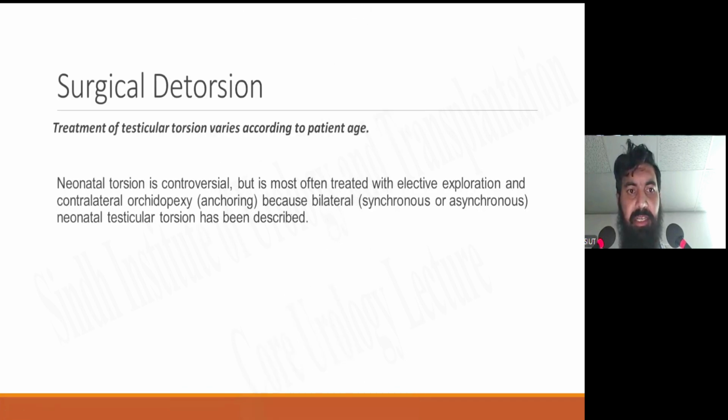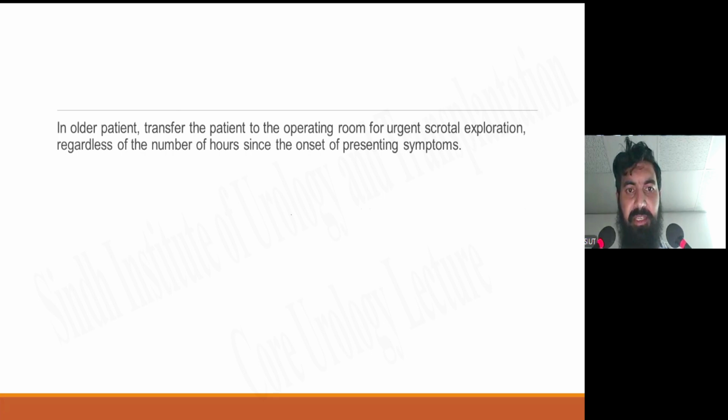Surgical detorsion: treatment of testicular torsion varies according to the patient's age. Neonatal torsion is controversial, but is most often treated with elective exploration and contralateral orchidopexy, because bilateral synchronous or asynchronous neonatal testis torsion has been described. In older patients, transfer the patient to the operating room for urgent scrotal exploration, regardless of the number of hours since the onset of presenting symptoms.